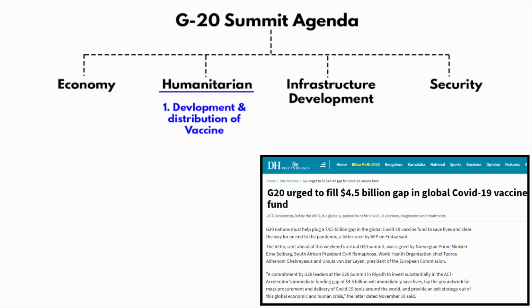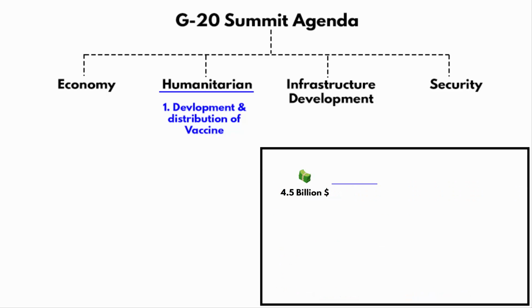Anyhow, the G20 leaders agreed to make COVID-19 vaccines available and affordable for all, but more funding is needed. That is why the G20 leaders have together committed to fund the $4.5 billion gap by the end of this year. The $4.5 billion amount is for mass procurement and delivery of COVID-19 tools and the COVAX facility. COVAX is a global initiative to ensure that people in all corners of the world will get access to COVID-19 vaccines once they are available, regardless of their wealth.